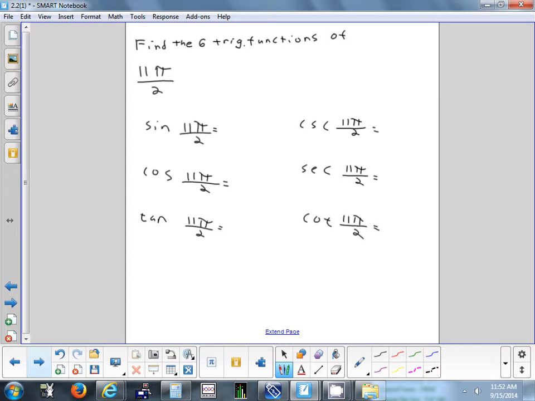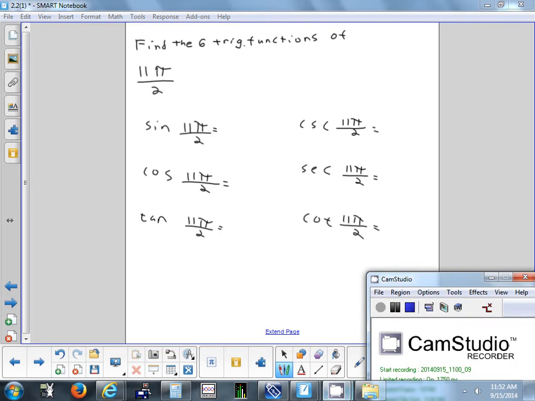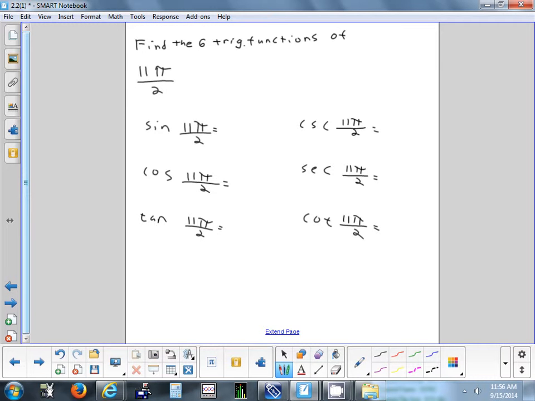Okay, so for the last one, I want the 6 trig functions of 11 pi over 2. And again, keep in mind, you only know how to find the coordinates for certain angles. So that should already narrow down what this answer is going to be. It's going to be one of 4 numbers. 0, 90, 180, or 270. Okay, so give that one a try. So when you convert 11 pi over 2 from radians, anybody get the final answer in degrees? 270, yeah. Okay, the way you do it, multiply by 180 over pi.